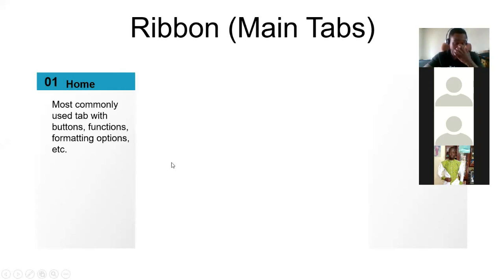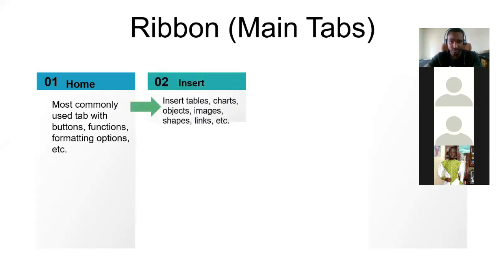So we have of course the home tab, which is the most popular, which contains the main features, things like formatting. There's conditional formatting. There's the font manipulation, alignment, font size, and stuff like that. Merging cells and stuff like that. Then the insert tab is the next one. That is where you insert objects.